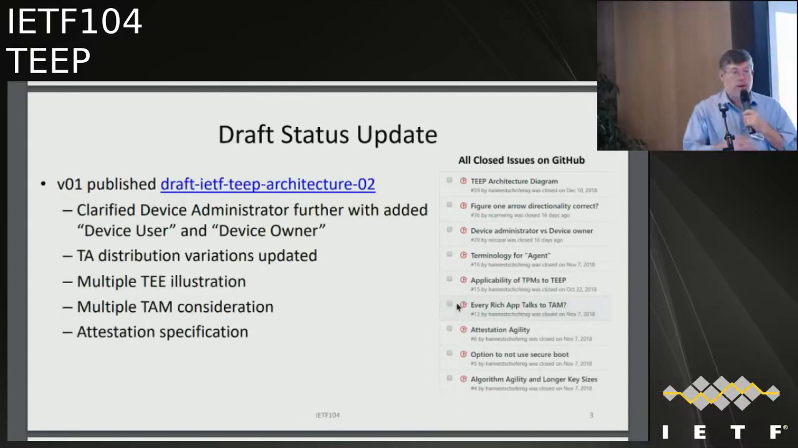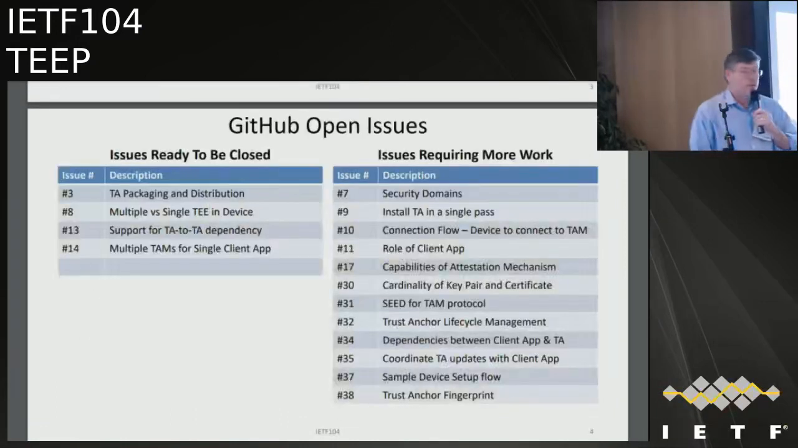So the items that are still open, we've got 4 items that we think are ready to close. We're going to talk about those today. Hopefully we can get agreement that 3, 8, 13, and 14 we can close. The others we think are still open. Some of them are issues that we got to talk through. The security domains is one that's at the top of the list. We'll have some detailed discussion this morning about that.